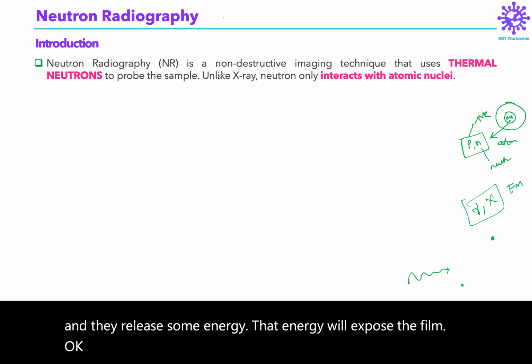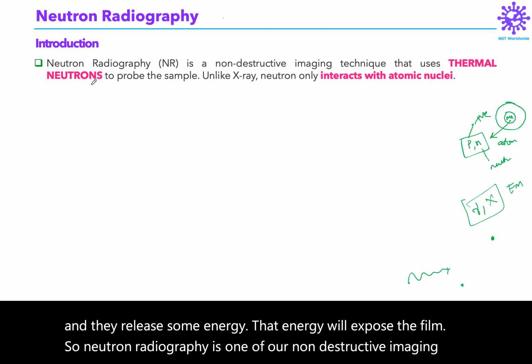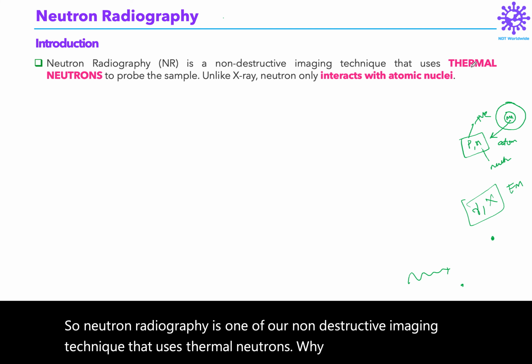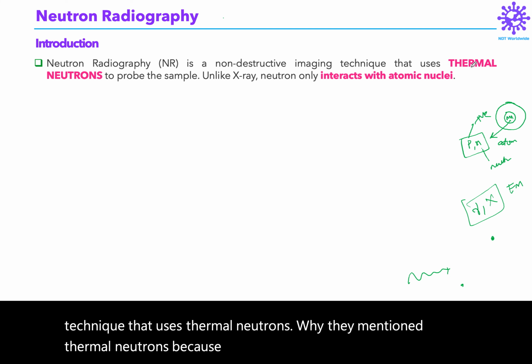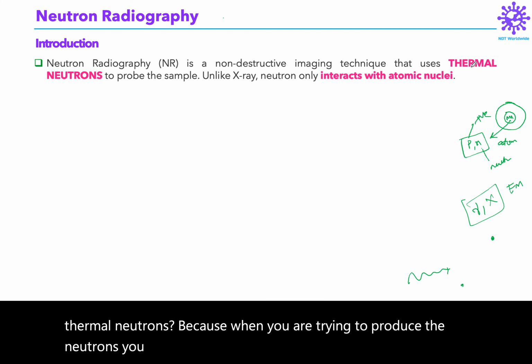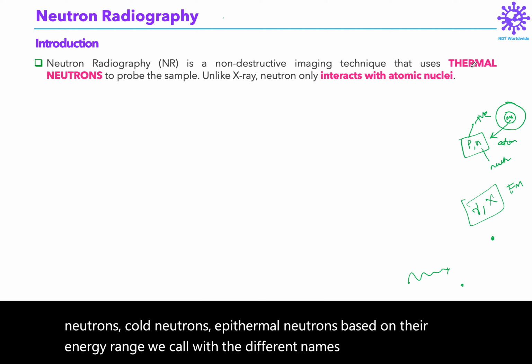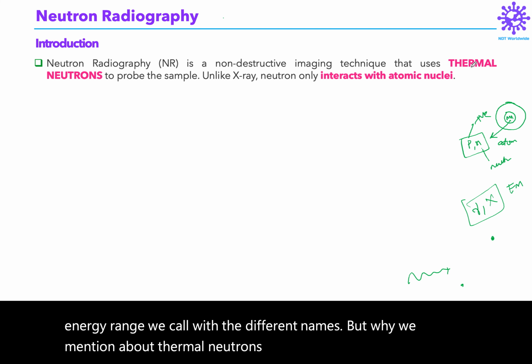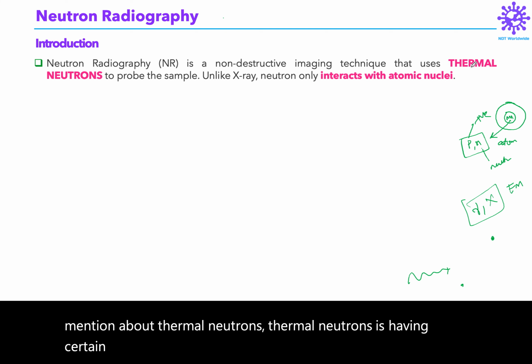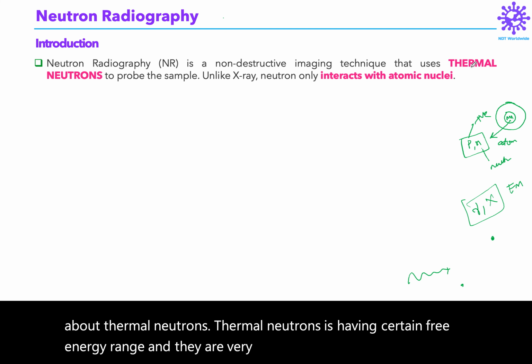Okay. Neutron radiography is a non-destructive imaging technique that uses thermal neutrons. Why do they mention thermal neutrons? Because when you produce neutrons, you get a variety of neutrons. We call them fast neutrons, cold neutrons, epithermal neutrons. Based on their energy range, we call them by different names. But why do we mention thermal neutrons? Thermal neutrons have a certain energy range and are very useful for NDT purposes.